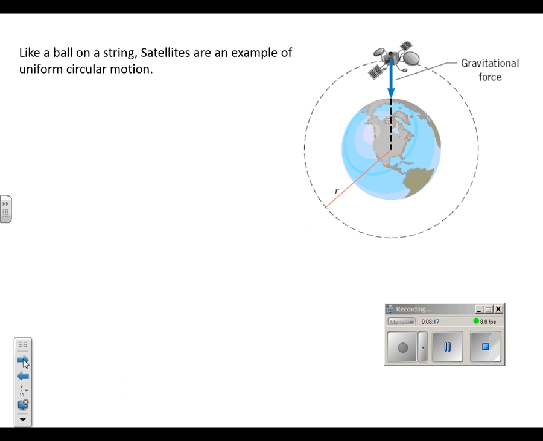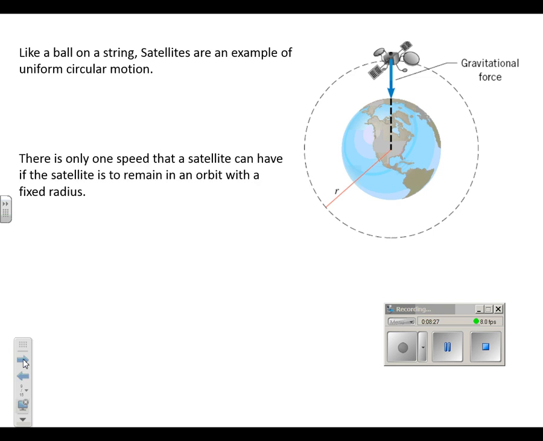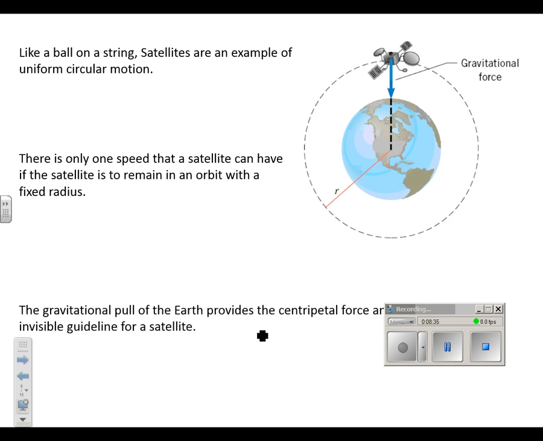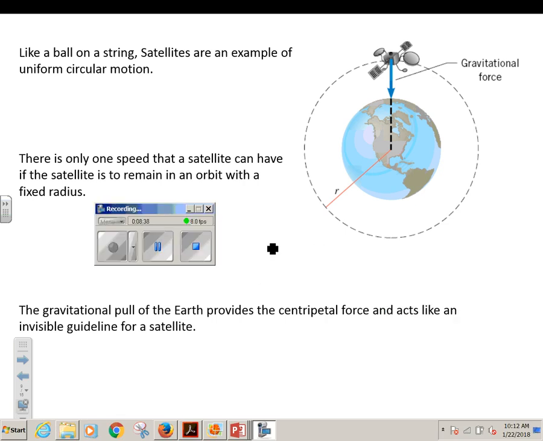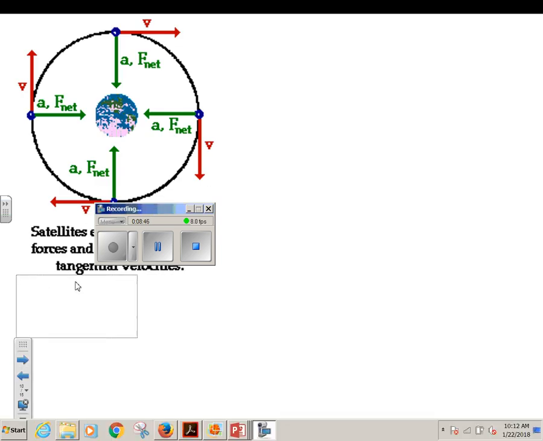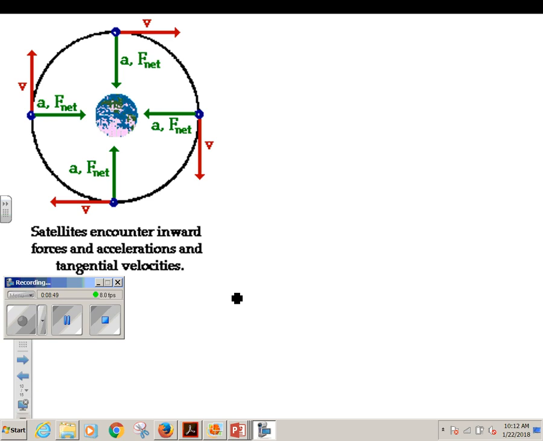So like a ball on a string, satellites are an example of uniform circular motion. They travel around us, and if there's only one speed that a satellite can have, then it'll remain in orbit at a fixed radius. And the gravitational pull of the Earth actually provides a centripetal force, so it acts like an invisible guideline for the satellite, so that it'll travel in that same space over time. So satellites will encounter that inward force and accelerations, and the tangential velocities will be involved.